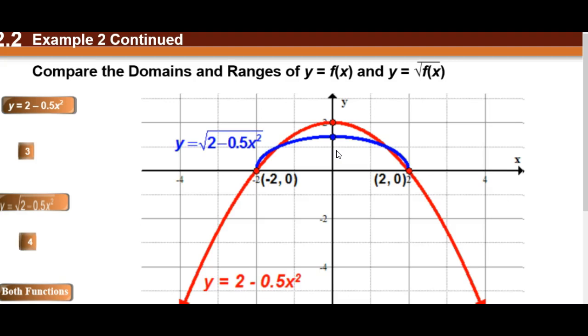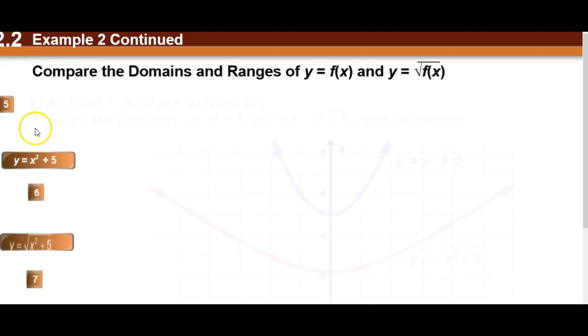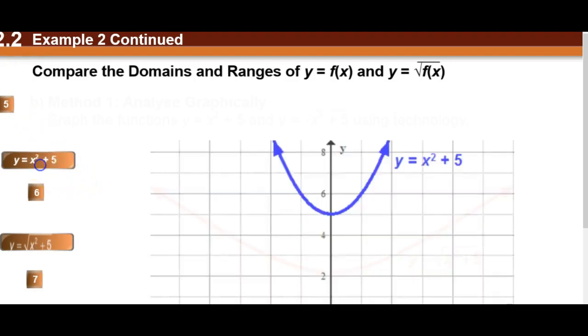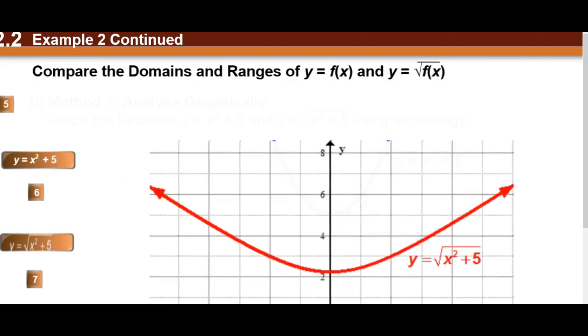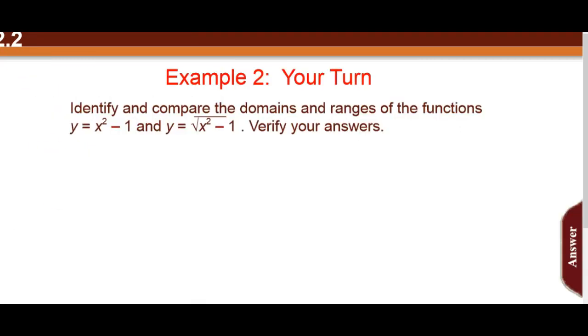If we look at our next picture, this is the normal parabola. All it did was it had a transformation of 5 up. And when we do the root of that equation, we get that picture. So if it says compare the domains and range, it's very similar.